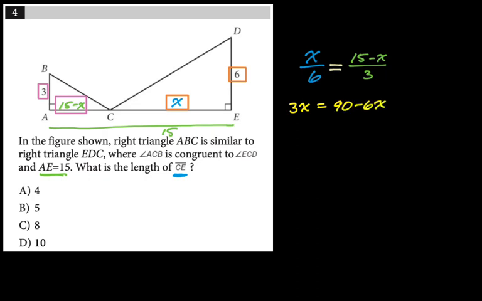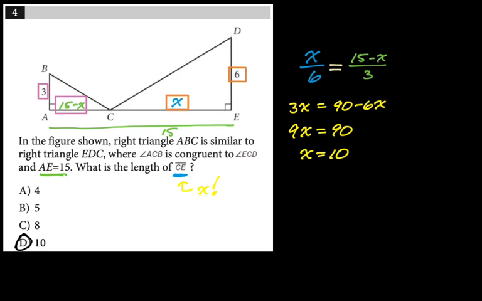And then I'm going to add 6x to both sides. And I'm going to divide both sides by 9. And I will get x equals 10. So x is what we're actually looking for, right? So we were looking for CE. We now know that x, which is CE, is 10.